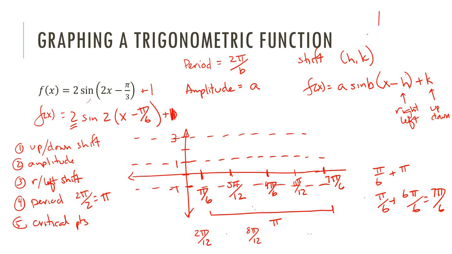Sine looks like this: middle, top, middle, bottom, middle. So starting with pi over 6 at my middle, I go to the top, back to the middle, I go to the bottom, and back to the middle. And that's enough to draw my graph. Okay, we'll practice some more of these, but that is it for the video.